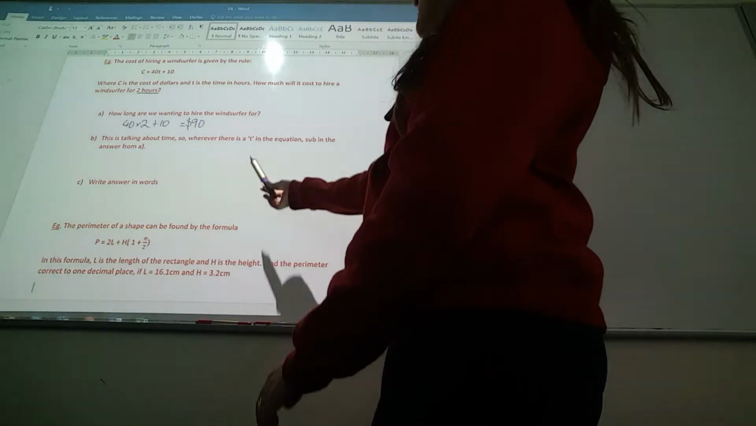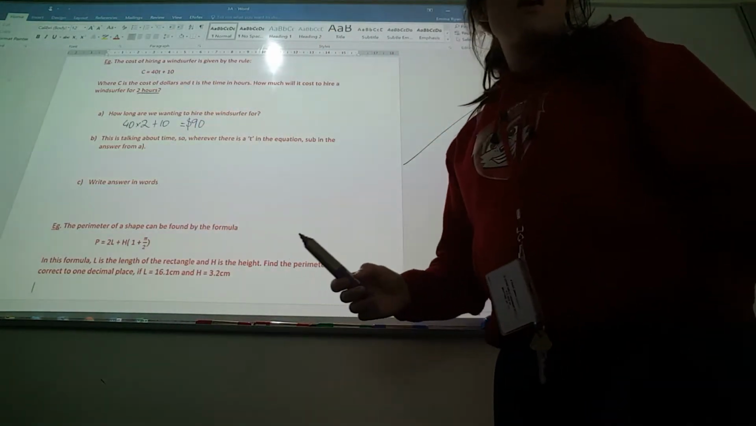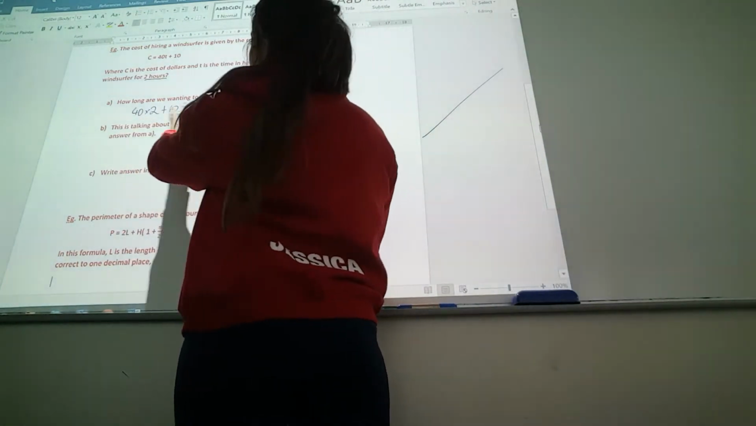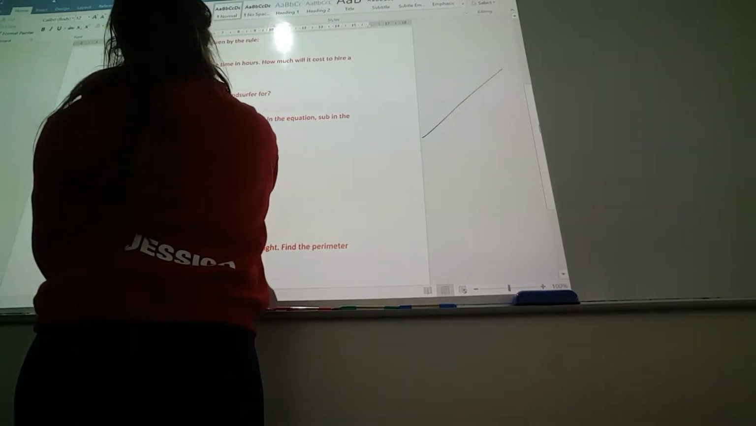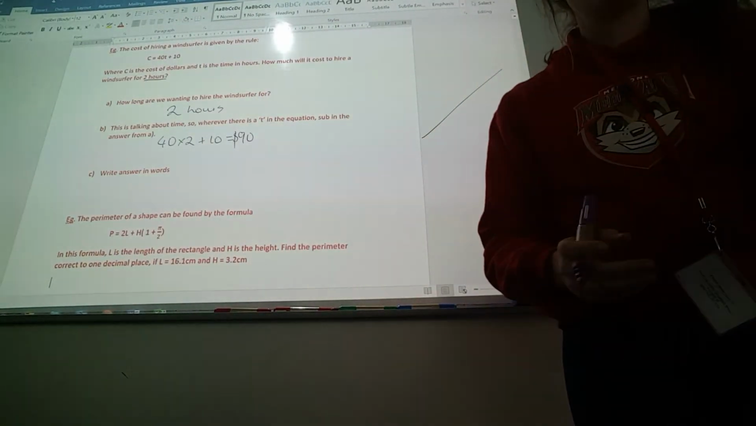It's talking about time, so wherever there is a T in the equation, sub in 2. Oh hang on, what's this one asking? I've got a question without a question. I forgot to type it, obviously. Wait, what does substitution mean? Swapping. We're just subbing in. Oh, I've just sort of written the question out twice, so don't worry about that bit. So how long we wanted to hire the windsurfer for? 2 hours. And then you sub that in. If you've just got it in one, that's okay. And then, because we've been asked a question in words, we need to make sure we answer it in words as well.